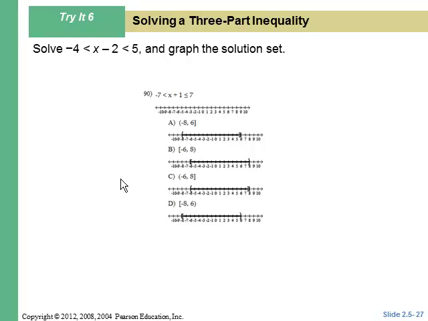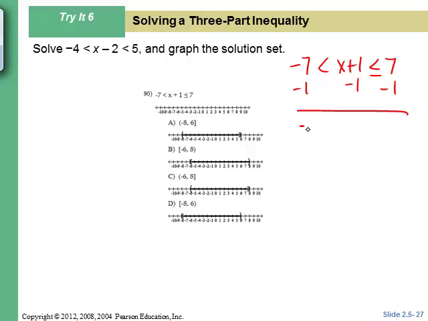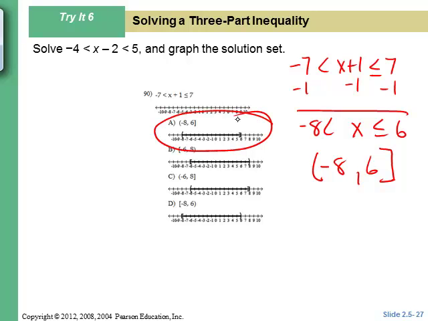You do this one and see what you get. Okay, negative 7 is less than x plus 1 is less than or equal to 7. Subtract 1 from all 3 parts, and you get negative 8 is less than x is less than or equal to 6. So it'll be negative 8, comma, 6, bracket. It's like this one right here.